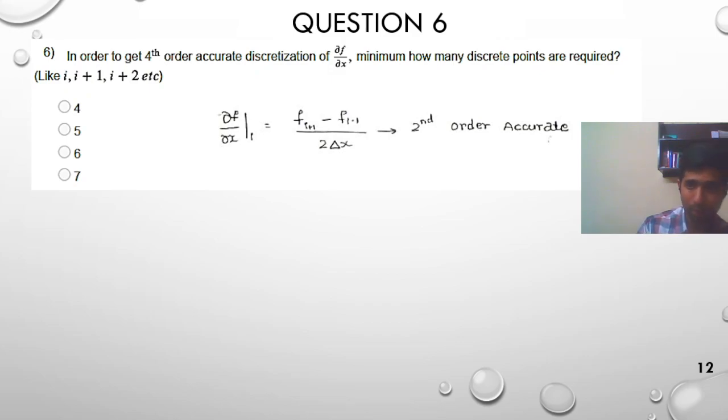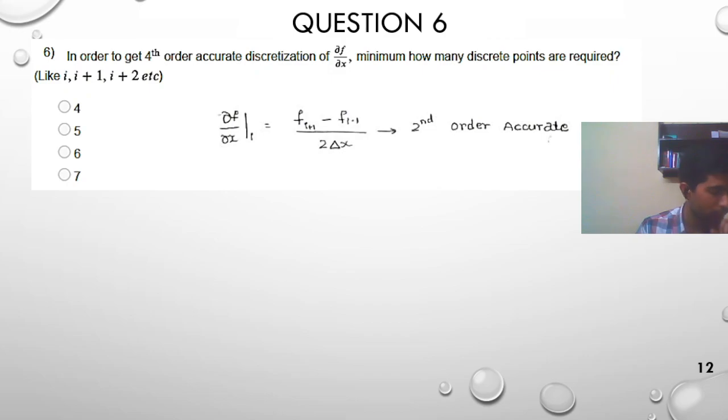So the answer is we should use central difference scheme. I hope you understood why. Because with the minimum number of discrete points, we will get more accuracy with central difference. Is that understood?